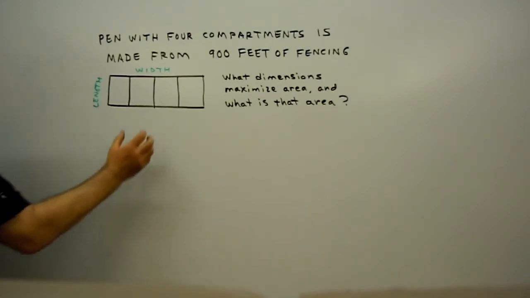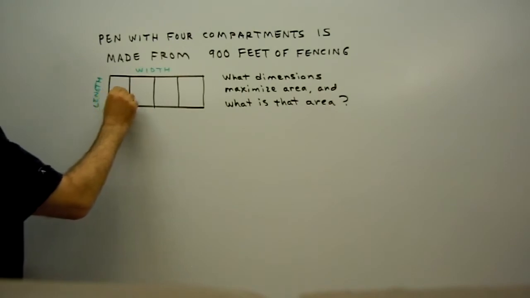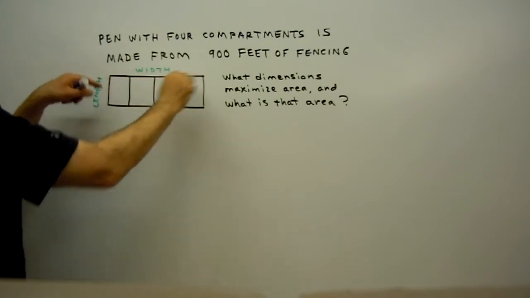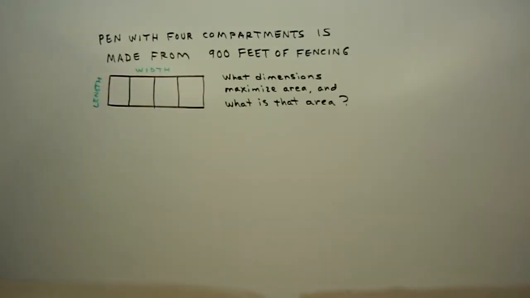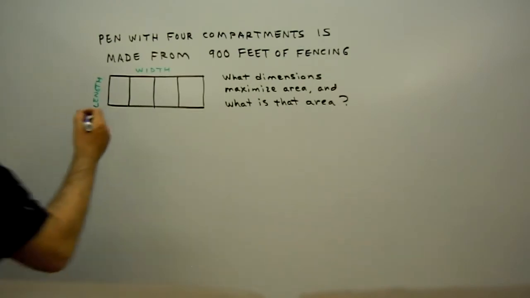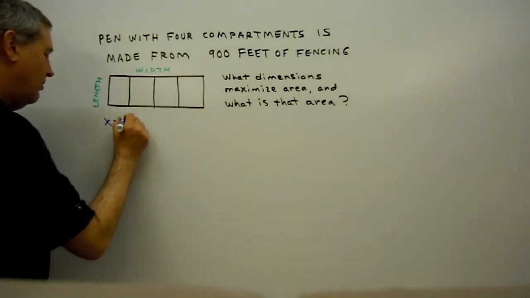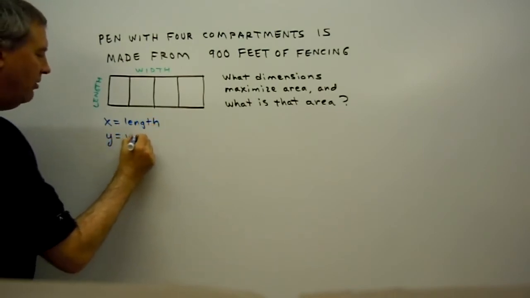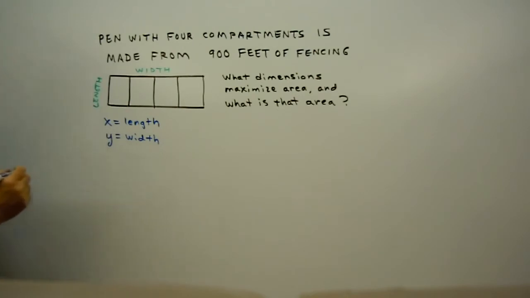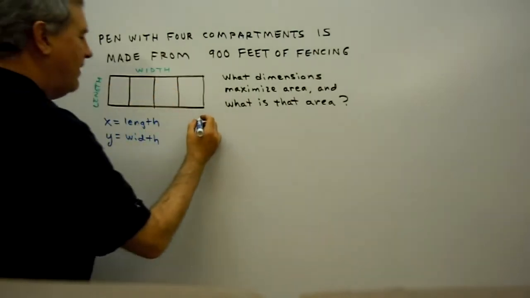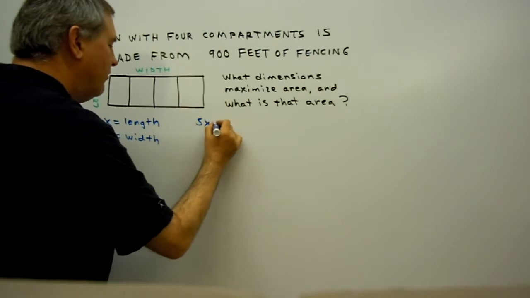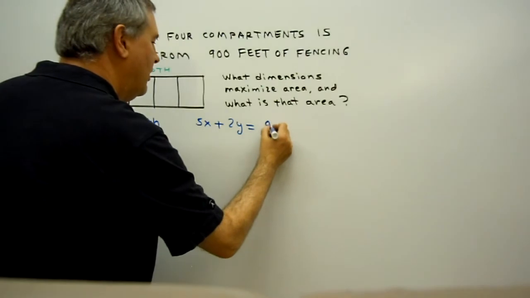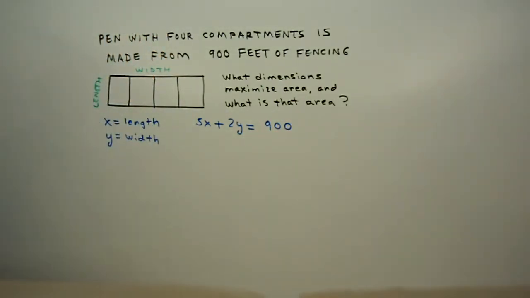So in order to create 4 compartments, it has to have actually 5 of these vertical walls, which are the lengths, and then 2 horizontal walls for the width. And so if we decide that x is going to be the length and y will be the width, what we know is that there are 5 vertical walls, and then added to the 2 horizontal walls, the widths, that has to add up to a total of 900 feet.